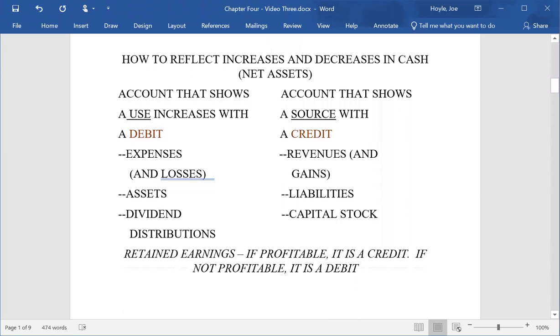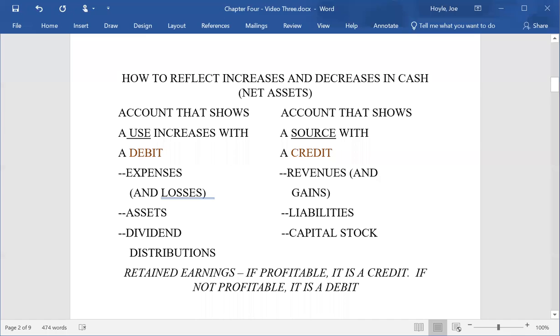So here is kind of the key to the whole process. You're trying to reflect increases and decreases. Now, 500 years ago, what you were worried about was increases and decreases in cash. Where do we get our cash? What do we do with the cash? Well, over time, businesses have become much more complicated. So now we're more interested in increases and decreases in net assets. But for simplicity's sake, you can simply think of it as cash. What causes an increase in cash? What causes a decrease in cash?